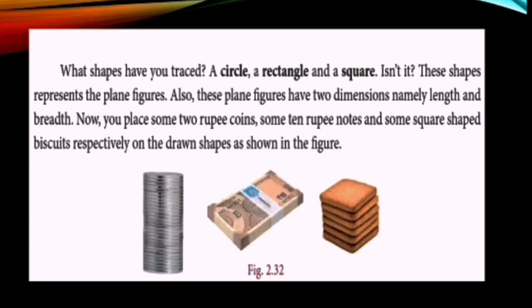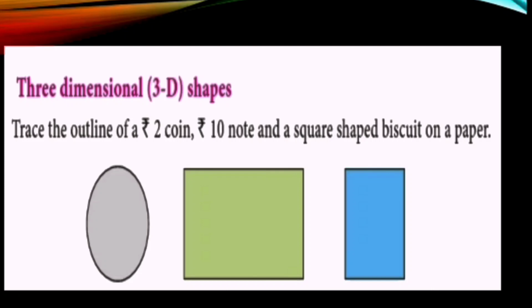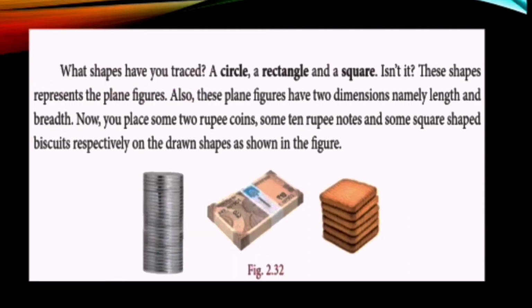These shapes represent plane figures, which we have drawn on the paper. Also, these plane figures have 2 dimensions, namely length and breadth. Already we learned about circles, rectangles and squares. For rectangle and square we need the length and breadth. These plane figures have only length as well as breadth.